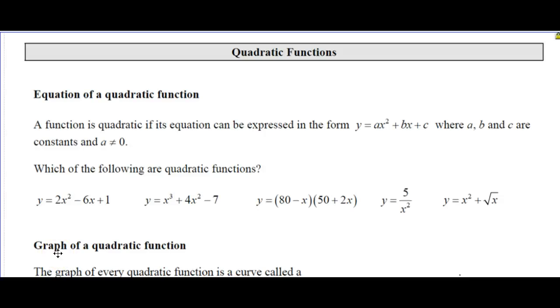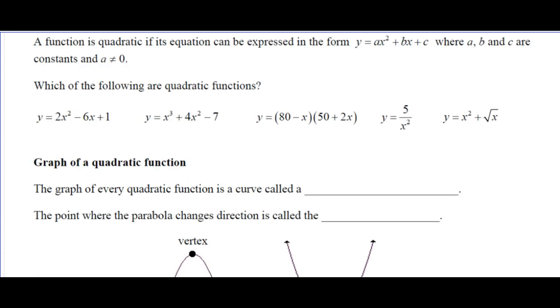Okay, quadratic functions. We're going to start with the equation of a quadratic function, which is going to be in the form y equals ax squared, plus bx plus c, where a, b, and c are constants, and a is not equal to 0. That's the important part. That's what makes it quadratic, because we need an x squared. Otherwise, it's not quadratic. So let's take a look at these and say, yes, they are, or no, they aren't.